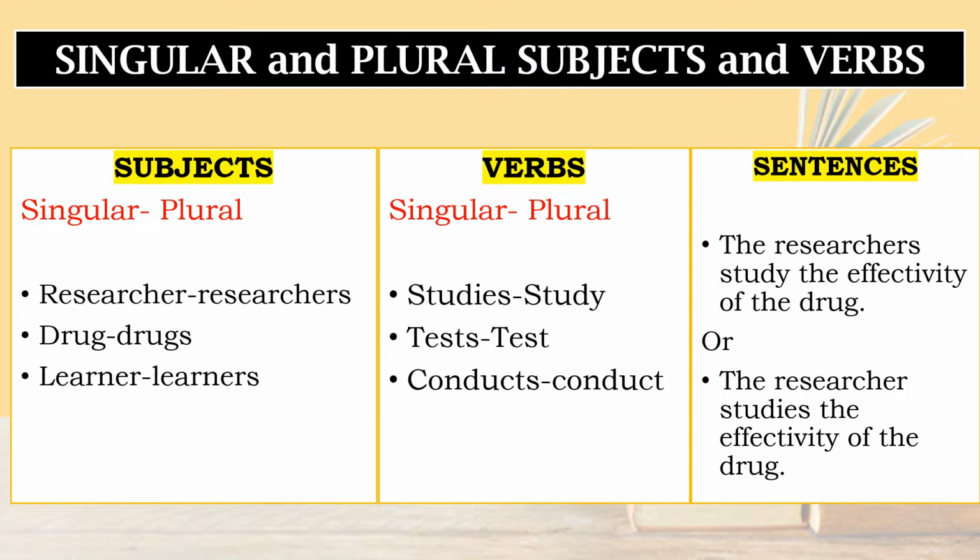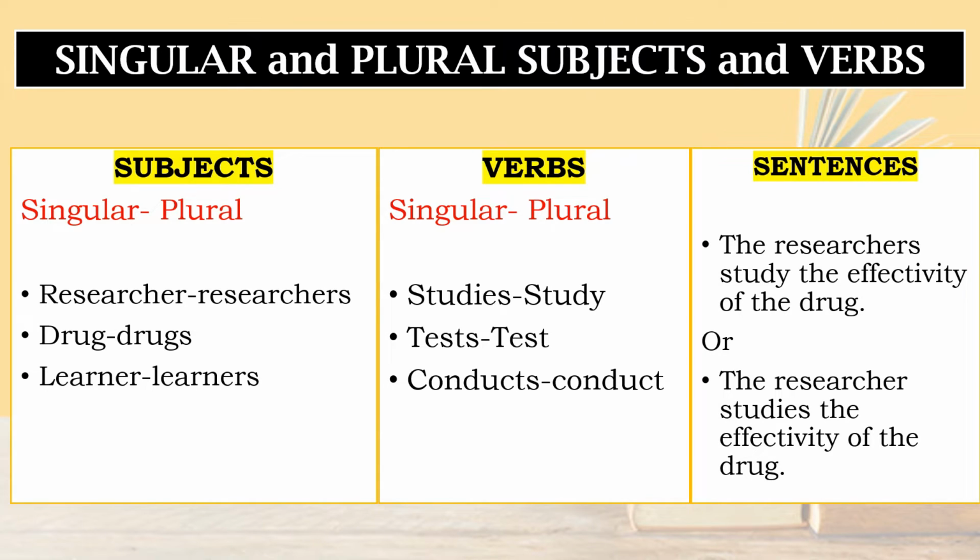As you can see in the sample sentence, the researchers study the effectivity of the drug. Researchers is a plural subject, thus it takes a plural verb which is study. In the second sentence, the researcher studies the effectivity of the drug. Researcher is a singular subject, so it must take a singular verb. That is why the verb in the sentence is studies.